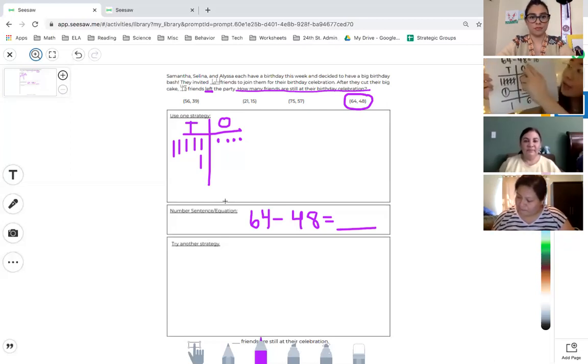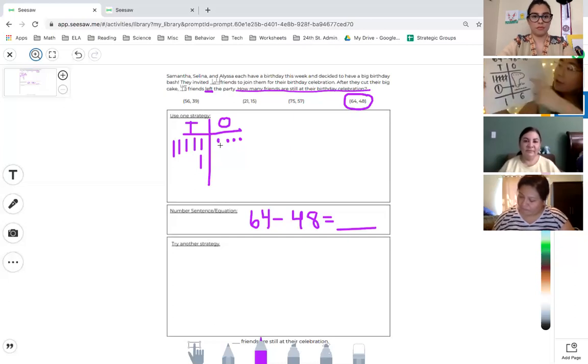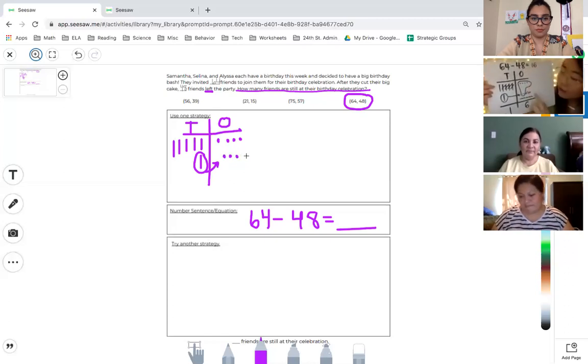So I looked at 48 and I took away my ones first. But I was like, oh no, if I only have 4 ones, I can't take away 8. I need to borrow. So I borrowed from the tens and I decomposed that 10 into 10 ones down here. And then I subtracted by 8 because I always start with my ones place first. So I took away 8 and then I counted how many I had left over here. 1, 2, 3, 4, 5, 6 ones left over.